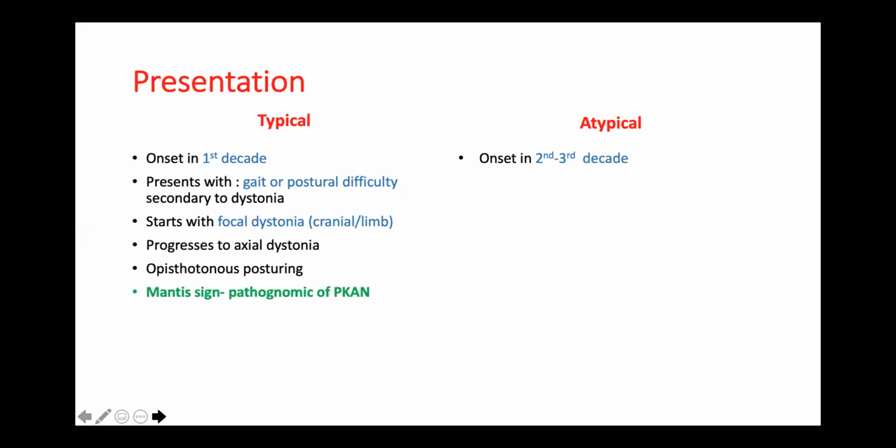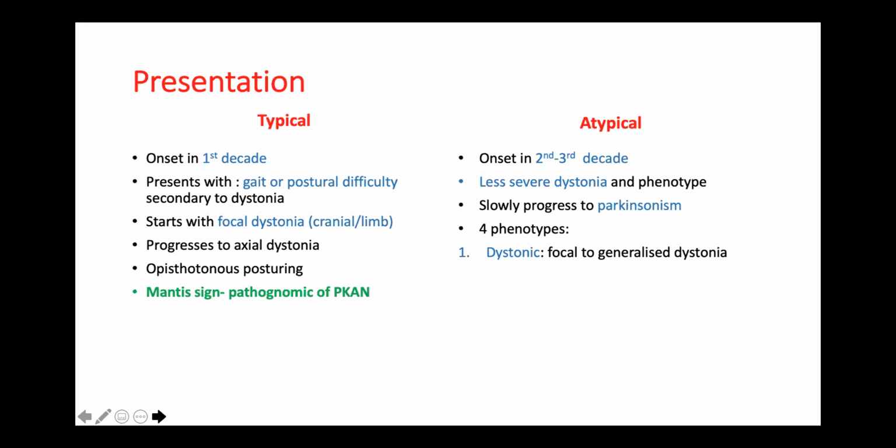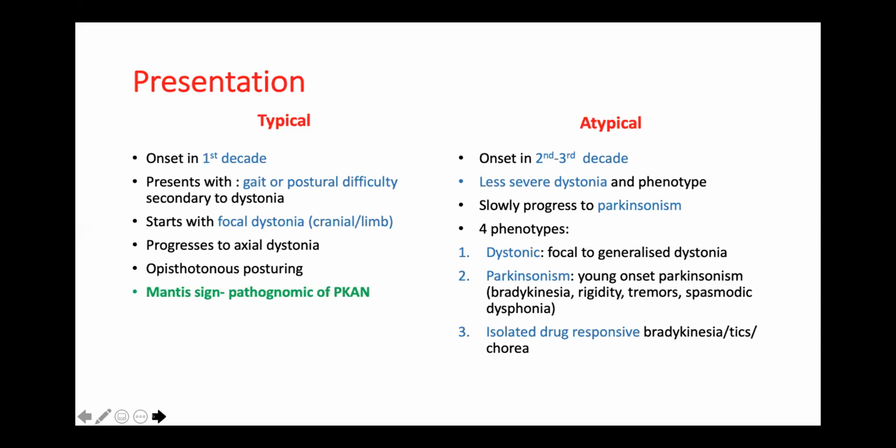Atypical manifestation is usually onset in the second and third decade, with less severe dystonia, slowly progressing to Parkinsonism. They have four phenotypes. One is dystonic, which can be focal, going on to generalized. The second is Parkinsonism, young onset Parkinsonism; we can think of this if you have brain iron accumulation. Isolated drug responsive bradykinesia, tics or chorea is another presentation, followed by HARP syndrome, where you can have hypoprebetalipoproteinemia, acanthocytosis, retinitis pigmentosa, and pallidal degeneration. So with the same gene, depending on the residual genetic material available, you have different manifestations.